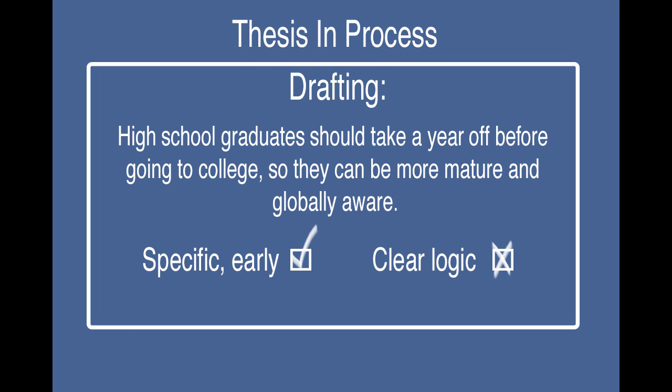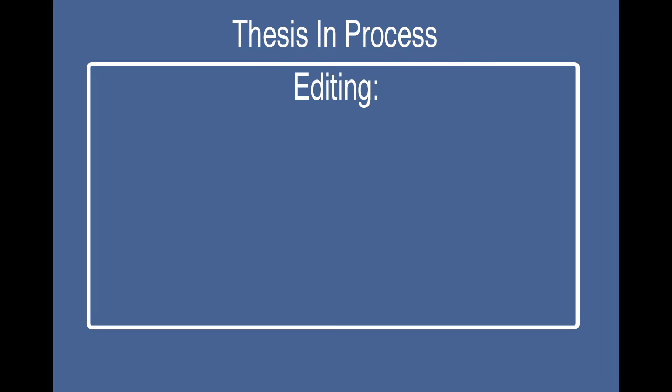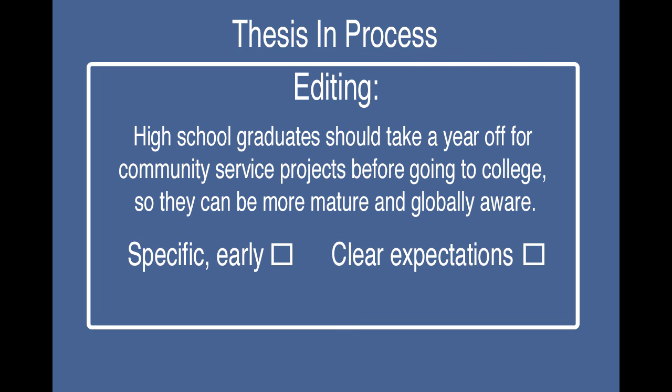Then, before we revise our paper, we look back at the assignment. Our teacher says we should think about logical relationships. We should add something to our thesis to explain exactly how we think gap years can lead to maturity and awareness. Our next draft says high school graduates should take a year off for community service projects before going to college so they can be mature and globally aware. Now, our thesis promises not only to argue for gap years, but also to show how community service is connected to maturity and global awareness.